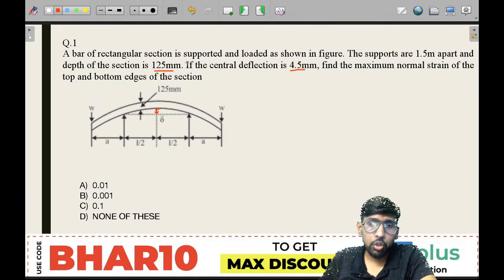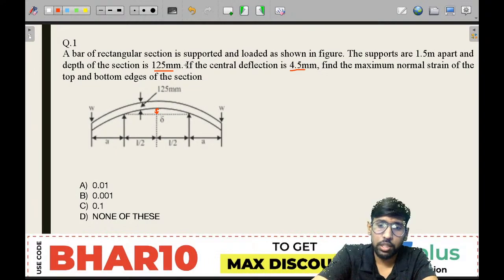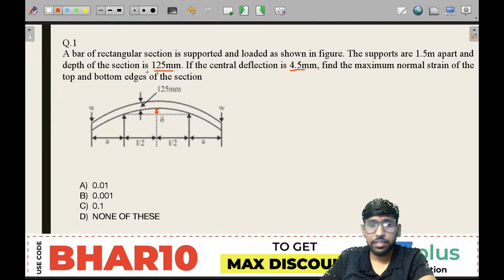So tell me how you are going to solve this. What do you know? A bar of rectangular cross section is supported and loaded.